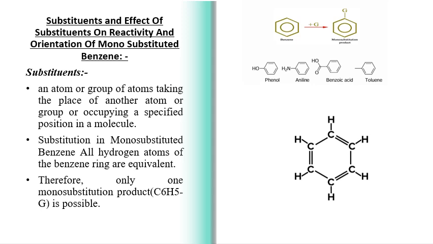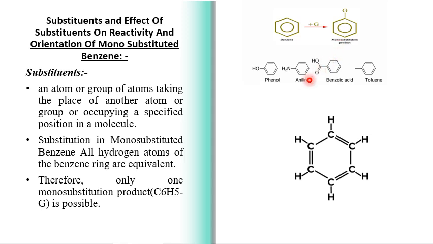For example, if you see here, this is the structure of benzene, and this is the substituted product of benzene. Here G denotes the substituent. In benzene, if a substituent attaches to the carbon, it replaces the hydrogen atom in the benzene, and it leads to the formation of the monosubstituted product.